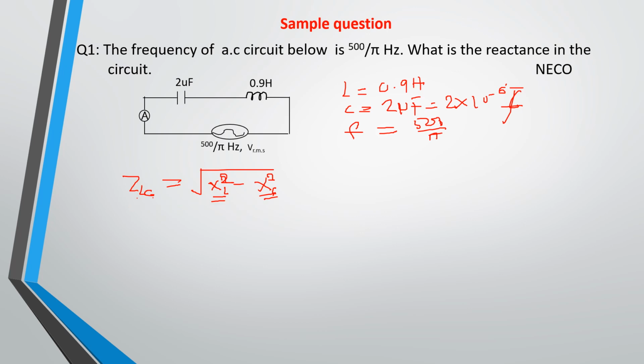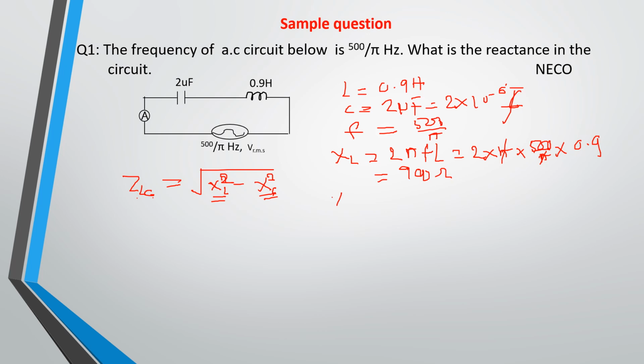So from this, inductive reactance equals 2 pi FL. Substituting into this, you have 2 times pi times the frequency, which is 500 over pi, times L, which is 0.9 Henry. You can multiply this, and then you have your XL equal to 900 ohm. This is 900 ohm.